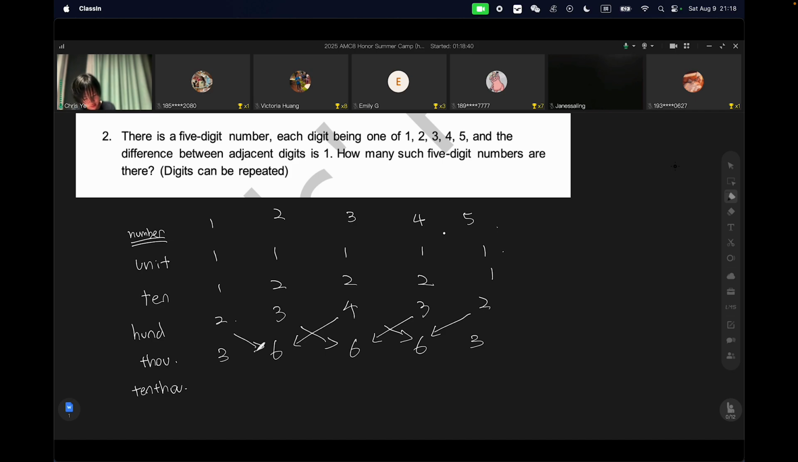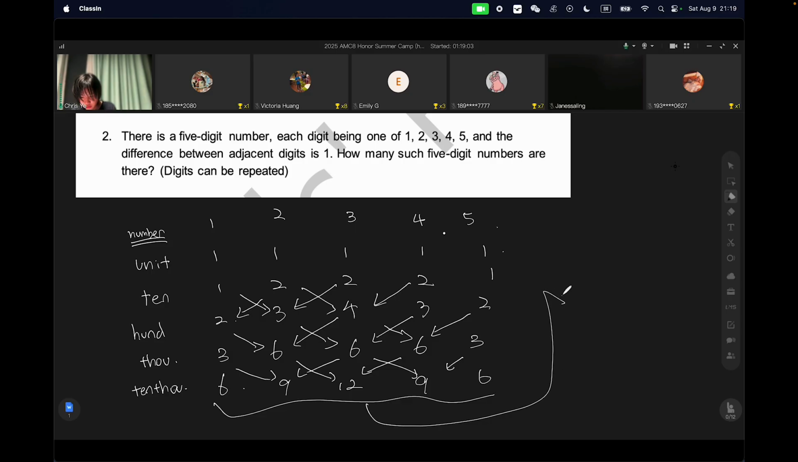Adding these together. So these are the things that are getting added up together. And lastly, we would have 3 plus 6 equals 9 for this. 6 plus 6 equals 12. 6 plus 3 equals 9. And then now we only have 6 and 6. So therefore, in the end, we are going to have 6 plus 9 plus 12 plus 9 plus 6. And that will end up with us having the answer of 42.